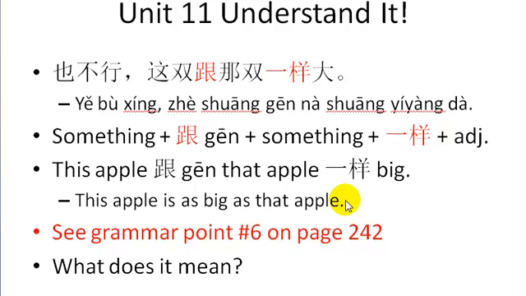Okay. So Wang Peng says 也不行, and then he explains why. 这双跟那双一样大. So pause. Actually, first go take a look at, pause and take a look at grammar point 6 on page 242. Then when you come back, try and write down a translation to this sentence. So pause and do all that.